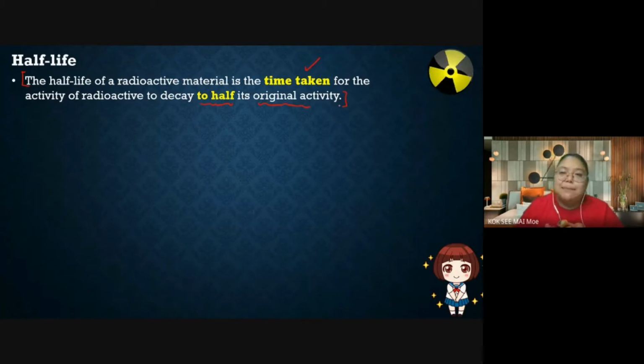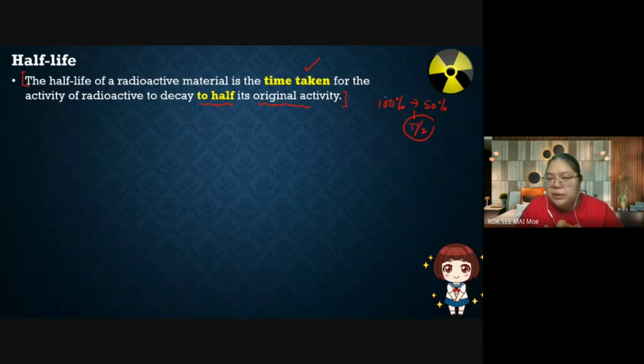For example, when starting at 100%, the half-life is when it becomes 50%. This one we call half-life. So you need to find the time taken for 100% to become 50%, how long is that. Remember, every time, the time taken we need to find is when it just becomes half. 25, then becomes 12.5. Every time it halves, the time taken is how long.